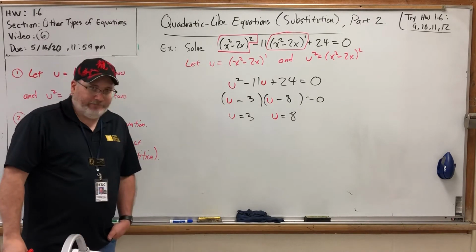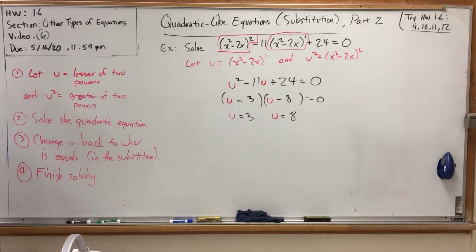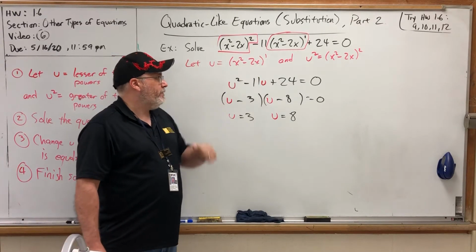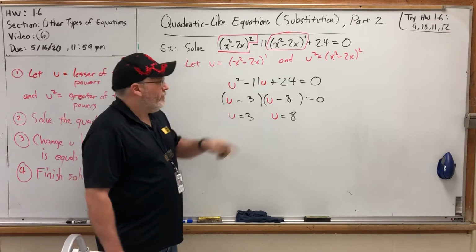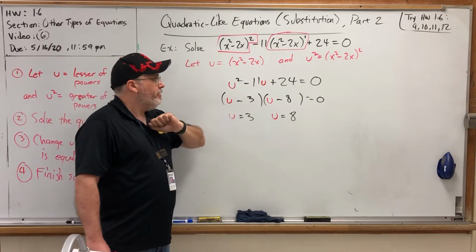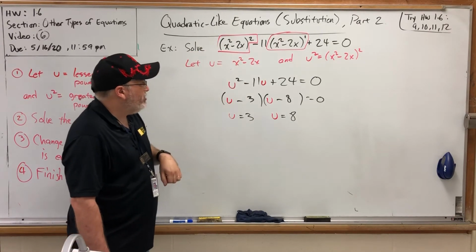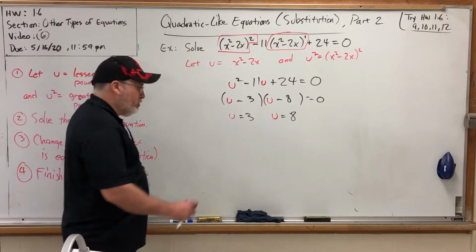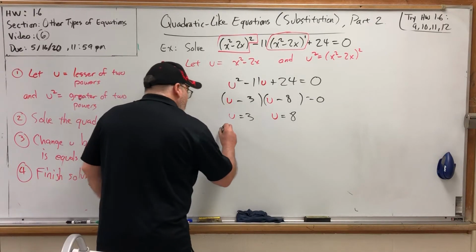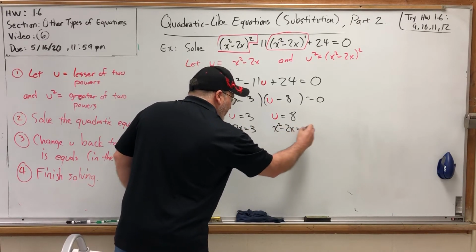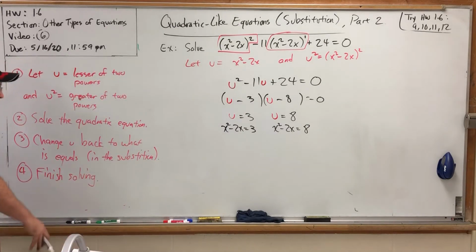But we're not out of the woods yet. The substitution is temporary. It helps us solve the quadratic equation. But at the end, we have to change the u back to what it was holding the place for. In this case, u is holding the place of x squared minus 2x to the first power. But let's be honest, the first power part here really isn't necessary. And as a consequence, neither are the parentheses. So I can just change each u back to x squared minus 2x. So we have x squared minus 2x is equal to 3, and we have x squared minus 2x is equal to 8. And now we just finished solving.